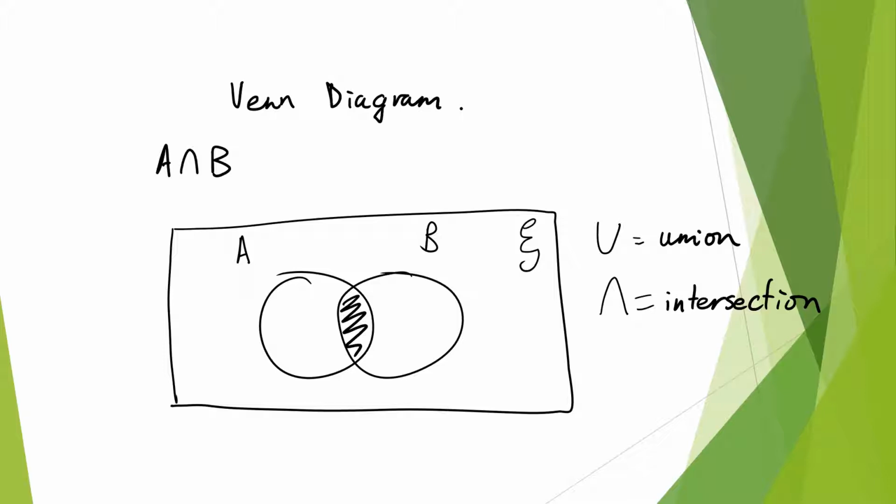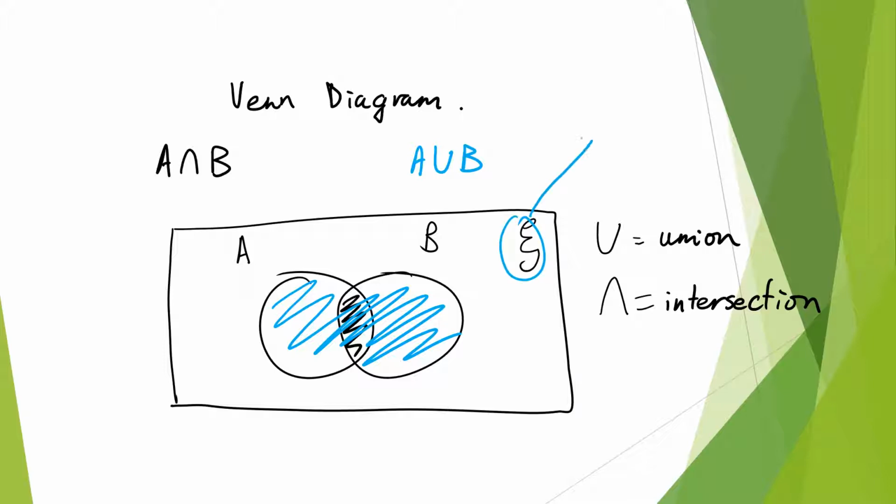If you had A union B, that would be everything in A and everything in B that we're looking at. Now, this symbol here shows you the total sample space. It's called psi. You can either use psi or you can use epsilon. Both of these are acceptable. It's up to you which one you want to choose.